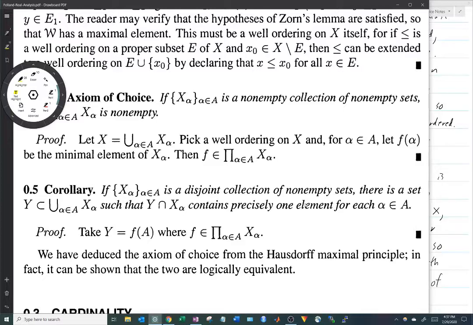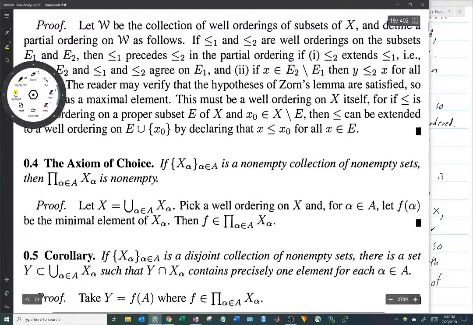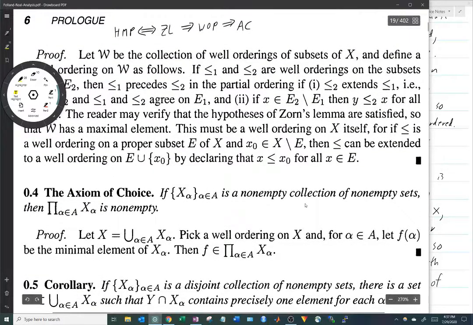In fact, it can be shown that the two are logically equivalent. So we know that the Hausdorff maximal principle implies the axiom of choice. In fact, we can prove that the axiom of choice implies the Hausdorff maximal principle. So all of these statements are saying exactly the same thing. They're all equivalent, even though they all seem weird and slightly different. They're all actually exactly the same thing. These are all equivalent statements.